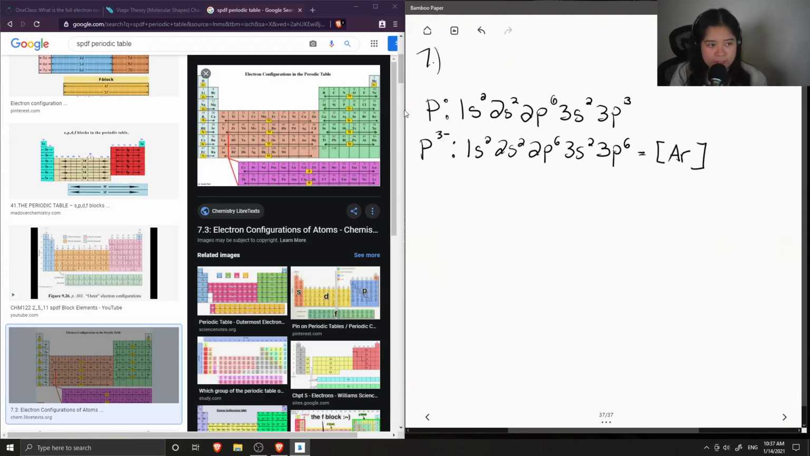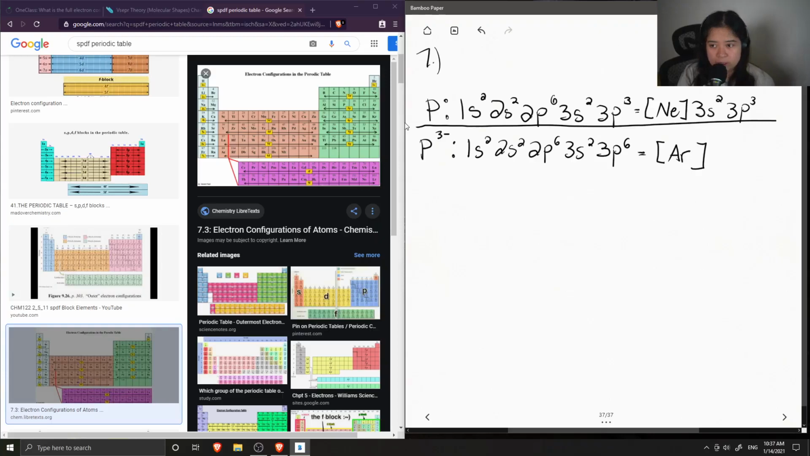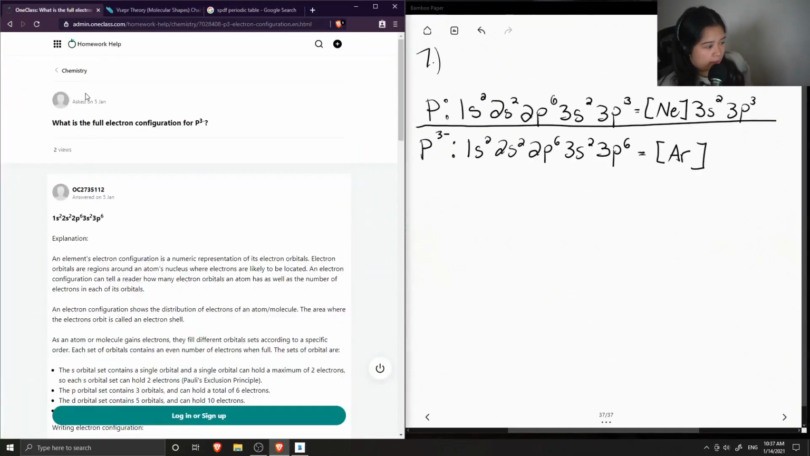On the other hand, when it was in its ground state, if we were to write the shorthand configuration, we would write the noble gas that came before it, which was neon. So we write neon in square brackets, and then we just continue on with the rest of the electron configuration. 3s2, and then 3p3. So originally it had the following configuration, but once it gained 3 electrons, it had the same electron configuration as argon, which is a noble gas.